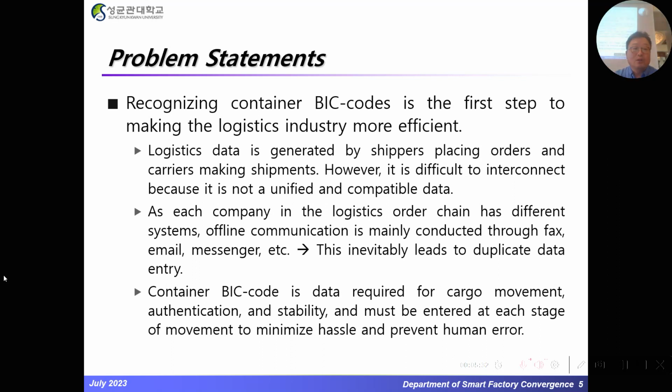The container BIC code is data required for cargo movement, authentication, and stability, and must be entered at each stage of movement to minimize hassle and prevent human errors. So it is very, very important in my country.